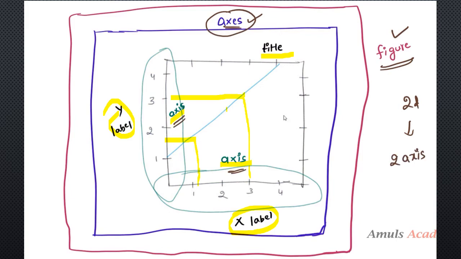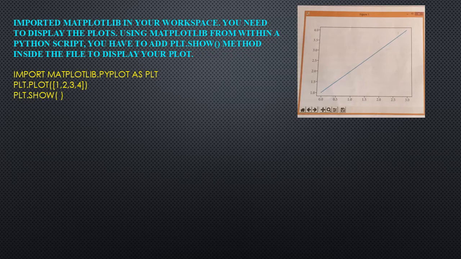For example, note the uses. Suppose you have imported matplotlib in your workspace and you need to display the plot using matplotlib from within a Python script. You have to give the pyplot show method inside the file to display the plot. I have given one example here. Import all the programs written in small letters: import matplotlib.pyplot as plt. You can give whatever name you like.